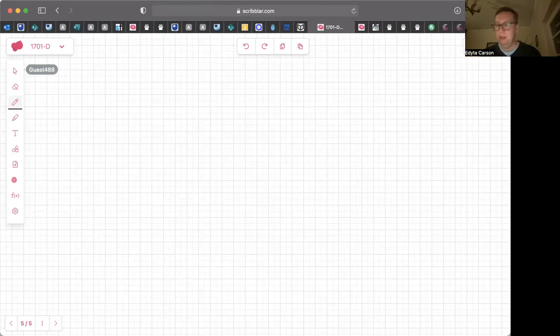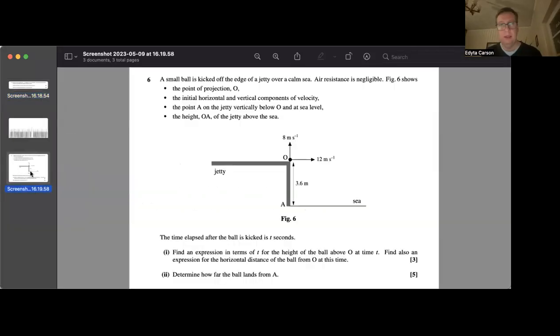Okay, so now we'll look at the final example. This is a horizontal projection. Another ball. A small ball is kicked off the edge of a jetty over a calm sea. Again, no air resistance. Point of projection is O, and you don't have to do any resolving here. You're given the horizontal and vertical components of 8 and 12 respectively.